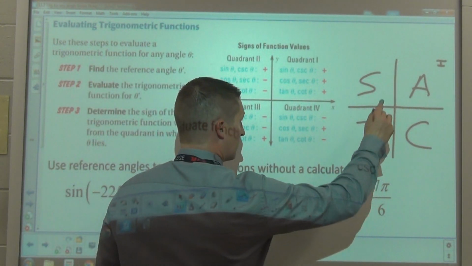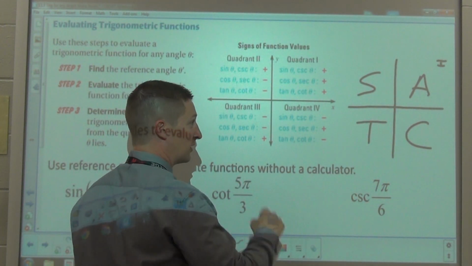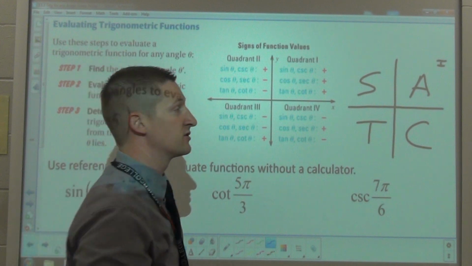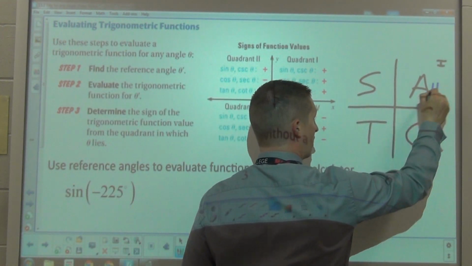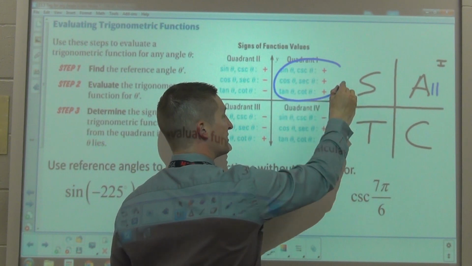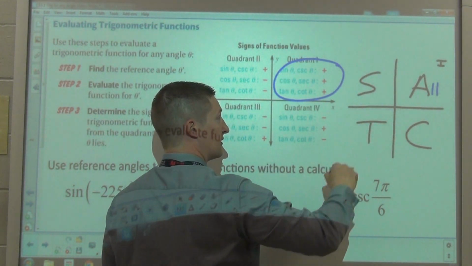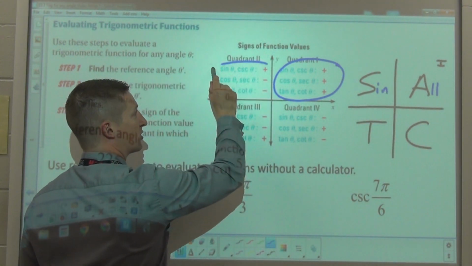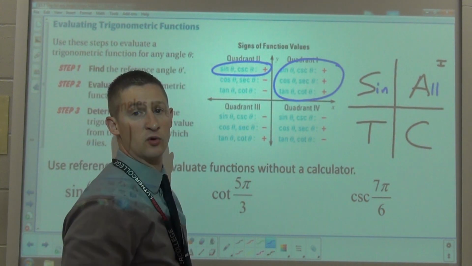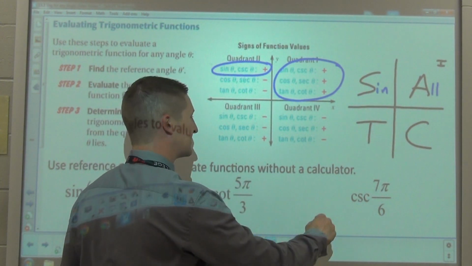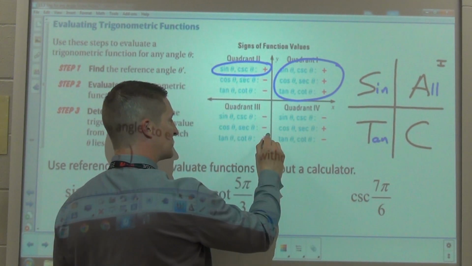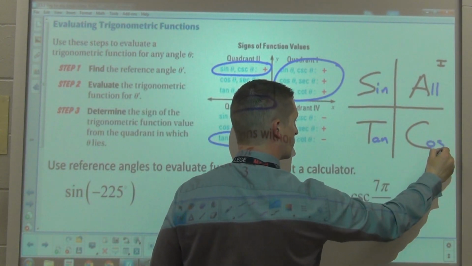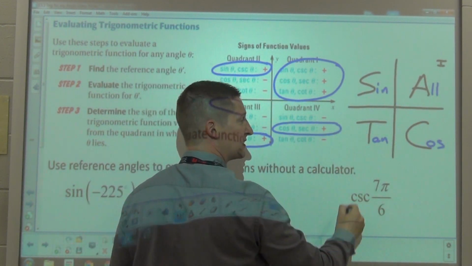So, all seniors too cool, ASTC, what this is telling us is which of the trig functions are positive in each of the four quadrants. So the A stands for all, as in all of my trig functions are positive in the first quadrant. S stands for sine, as in sine and its reciprocal cosecant are the positive ones in the second quadrant. The T stands for tangent. In the third quadrant, tangent and its reciprocal are the positive trig values. And finally, C in the fourth quadrant stands for cosine, because cosine and its reciprocal secant happen to be positive in the fourth quadrant.